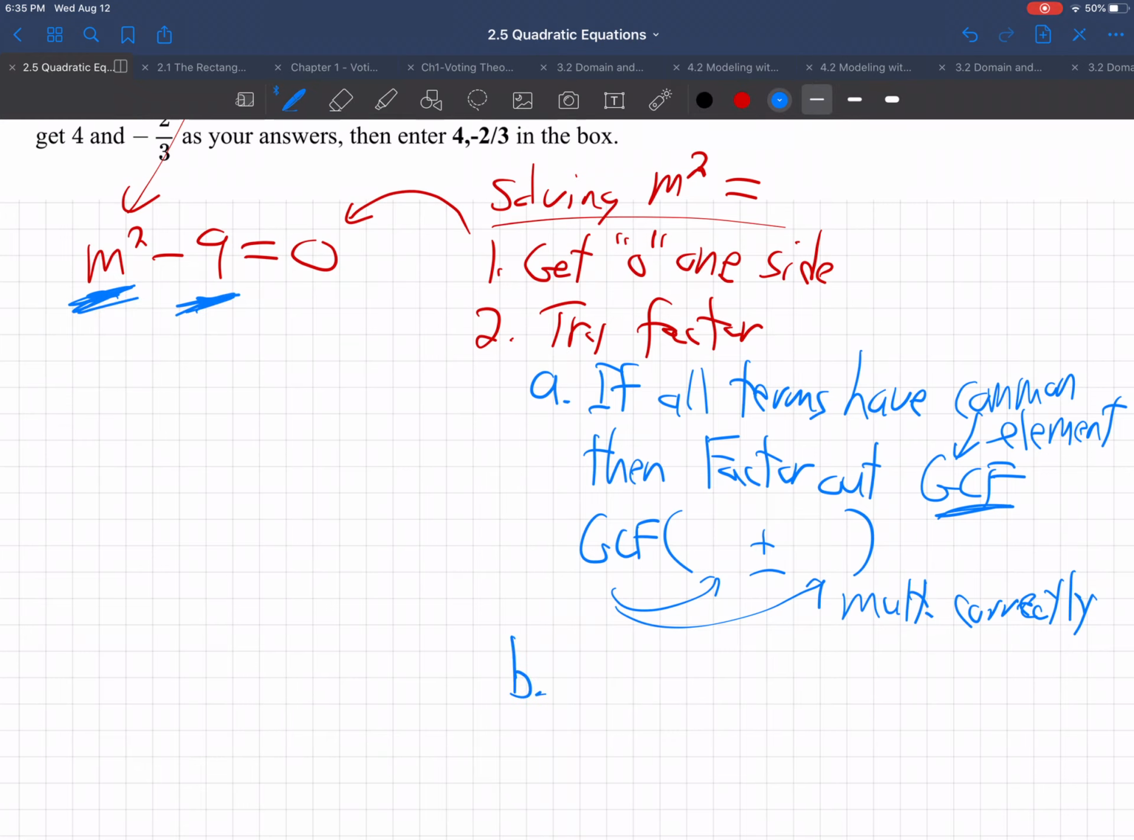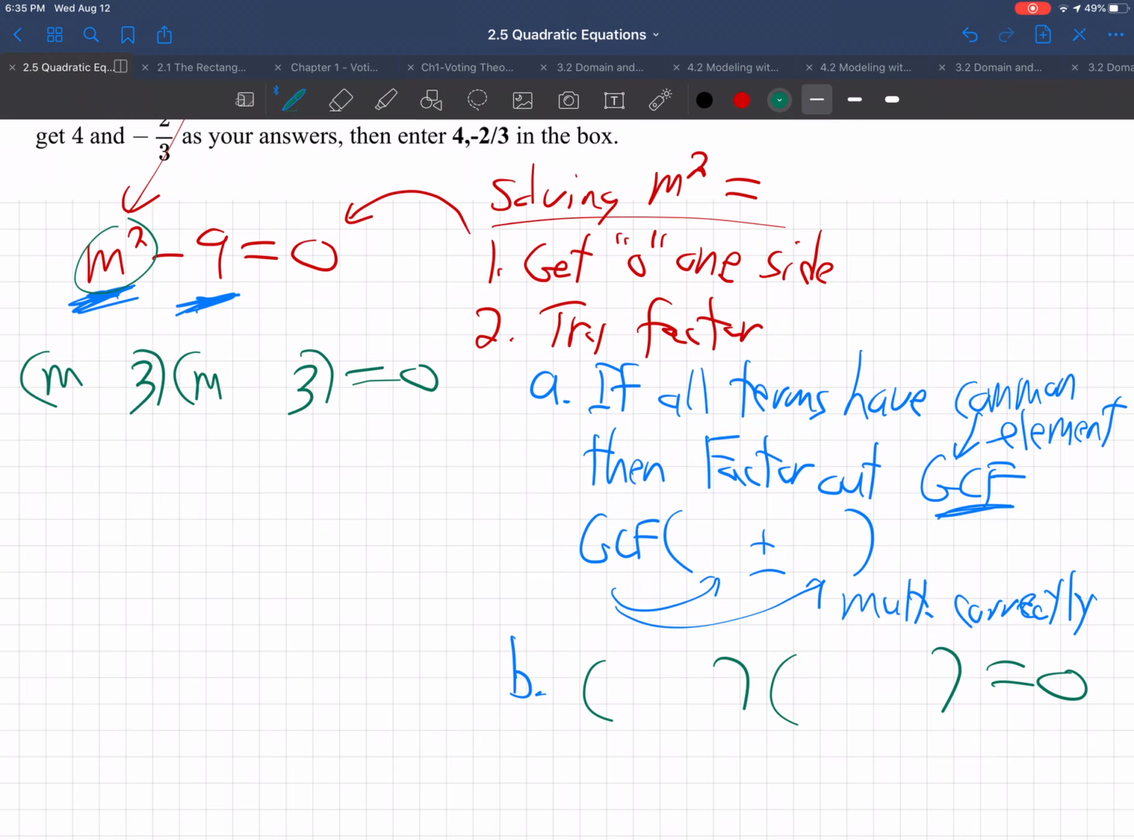So that's B. That's another kind of factoring, and that is the two parenthesis factoring equal to 0. So that's what we're going to do here. We're going to do the two parentheses. And you say m times m to make m², and 3 times 3 to make 9. And how do you get a negative 9? One's plus and one's minus. The order doesn't matter. You can make this one minus and that one plus. Doesn't matter either way. Because those will multiply to be m² minus 9, won't they?